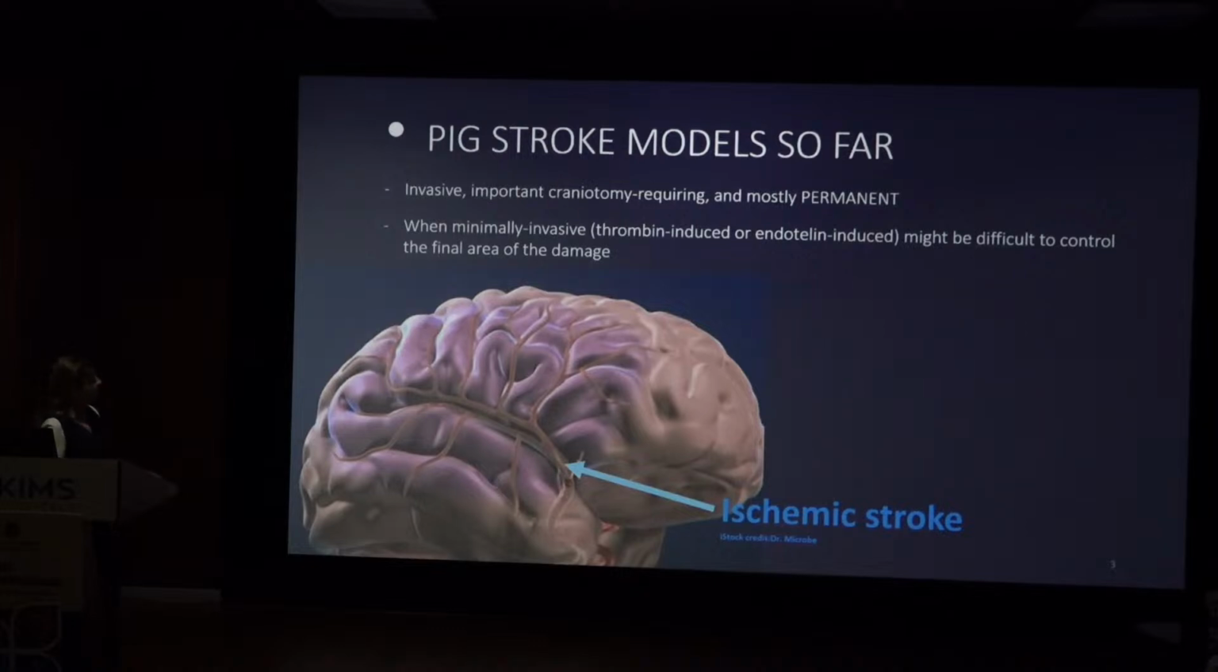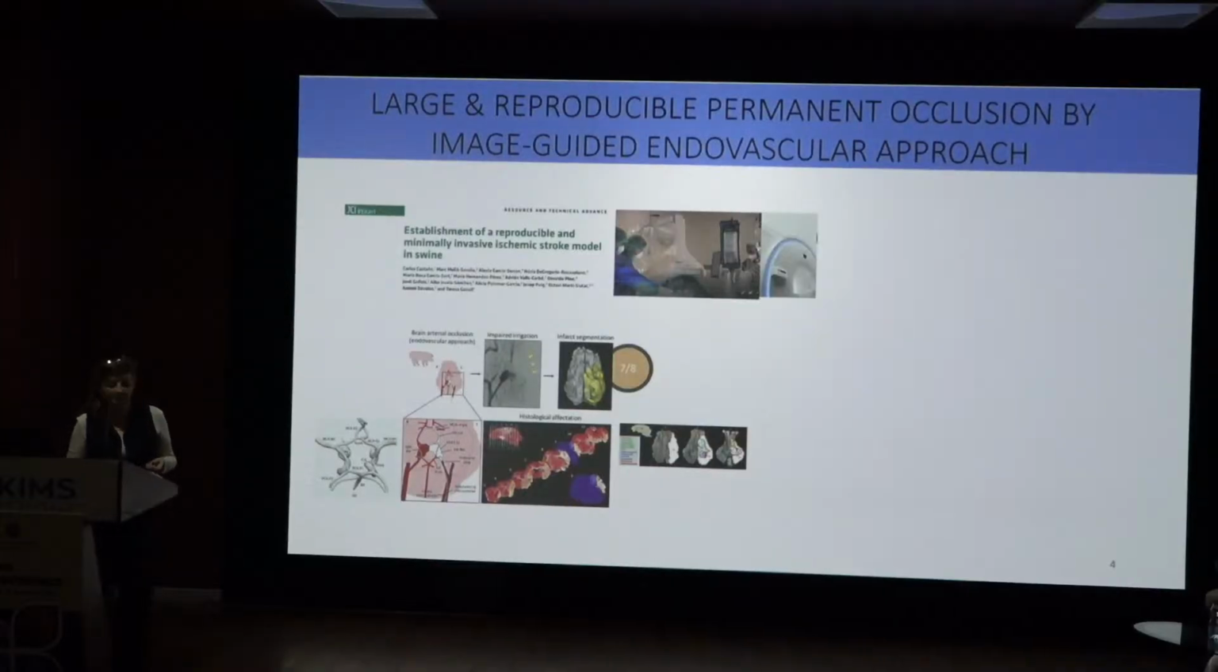Anyway, the rete has been so far a problem for modeling stroke. Most of the animal stroke models were invasive because you required a big craniectomy to reach the cerebral artery, and mostly permanent. And when minimally invasive, thrombin to induce a clot in the rete and beyond, or endothelin to induce ischemia in the parenchyma, it might be difficult to control the final area of damage. So we wanted something that can be reliable.